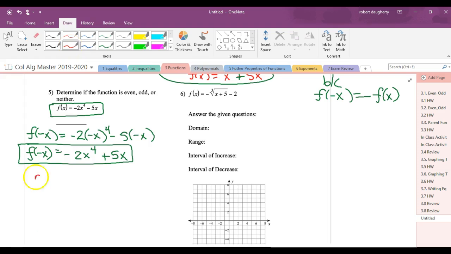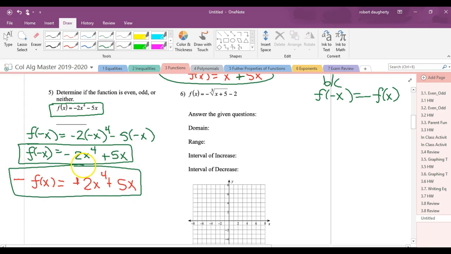Now let's find minus f of x. So if f of x is equal to minus 2x to the fourth minus 5x, minus f of x is 2x to the fourth plus 5x. So now what I see is none of these match. So this is neither even nor odd. Why is that? Because we have shown that f of x does not equal f of minus x, and it also does not equal minus f of x. So this is neither even nor odd.